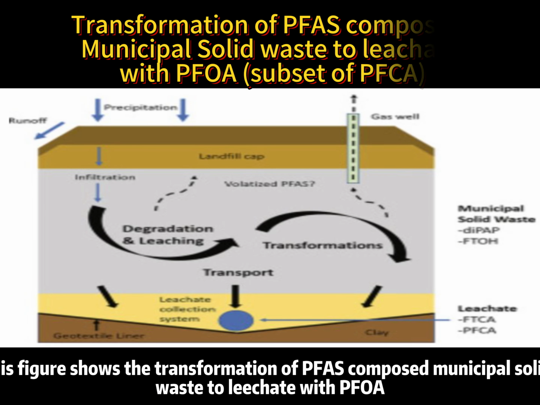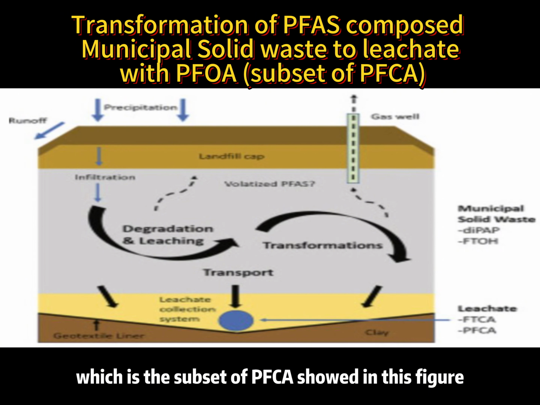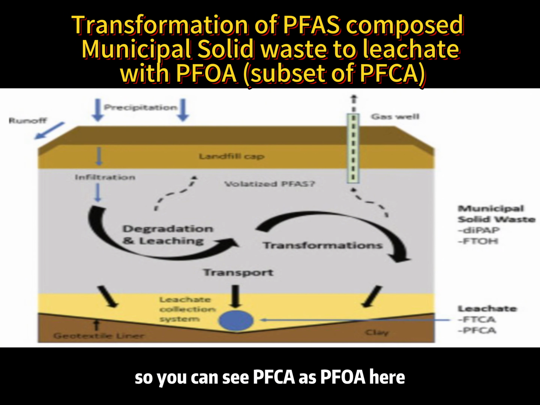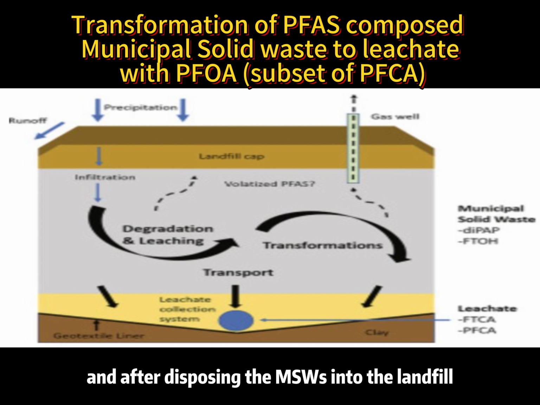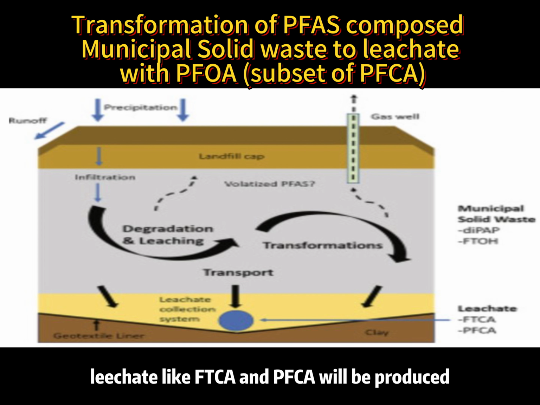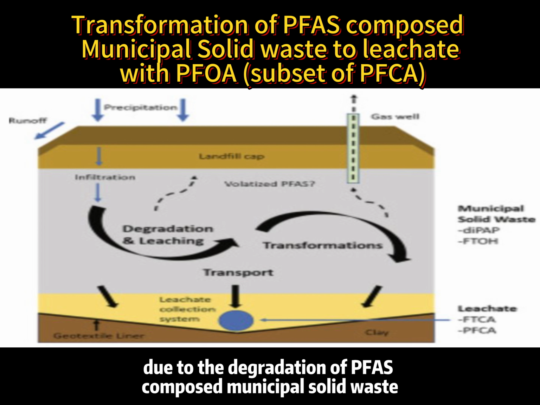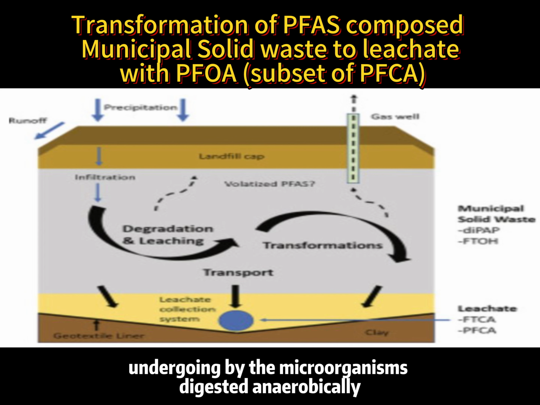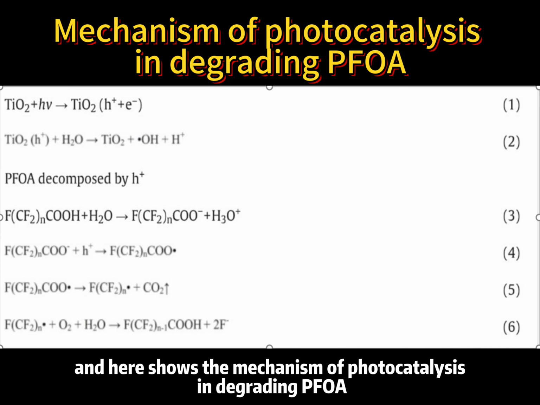This figure shows the transformation of PFAS-composed municipal solid waste to leachate with PFOA, which is the subset of PFCA shown in this figure. So you can see PFCA as PFOA here, and after disposing the MSWs into the landfill, leachate like FTCA and PFCA will be produced due to the degradation of PFAS-composed municipal solid waste by the microorganisms digested anaerobically. And here shows the mechanism of photocatalysis in degrading PFOA.